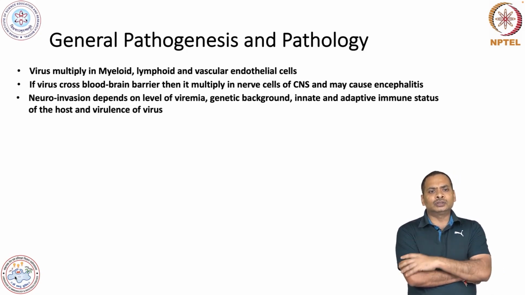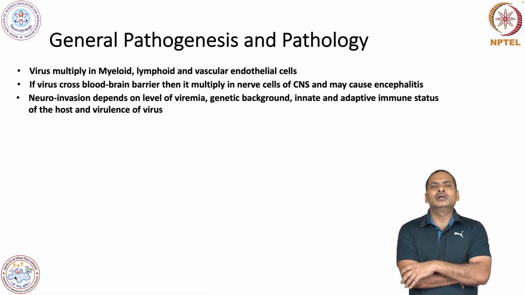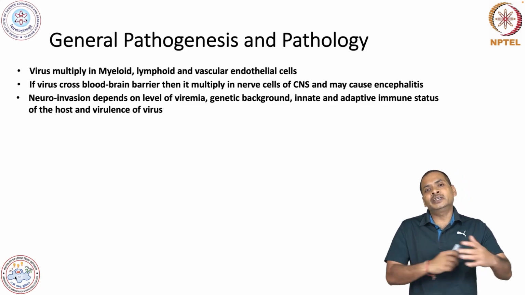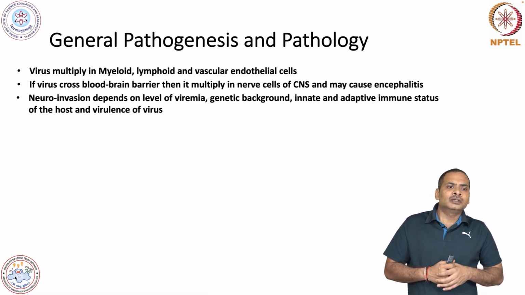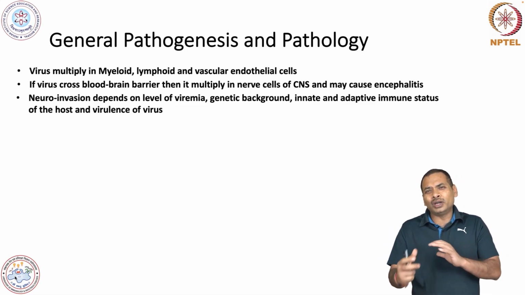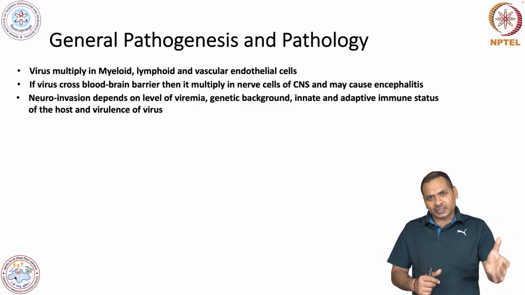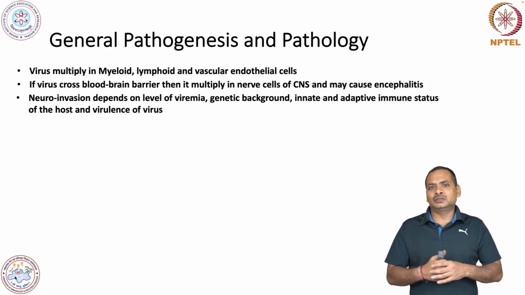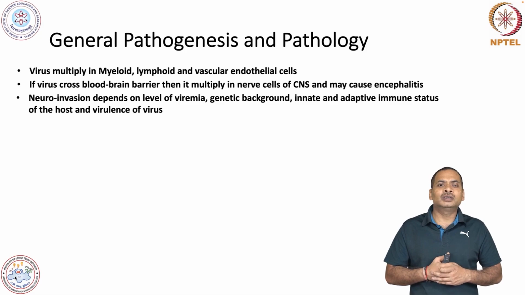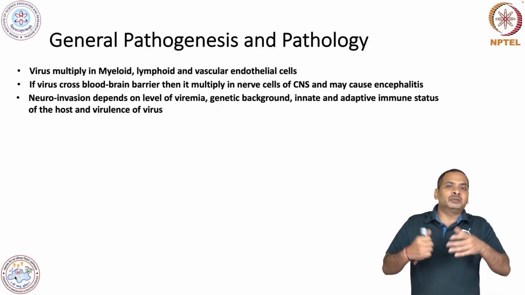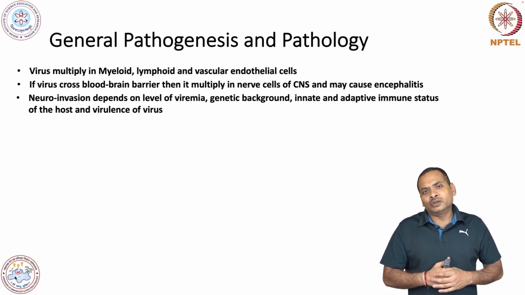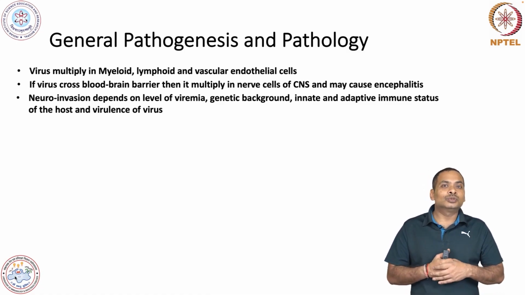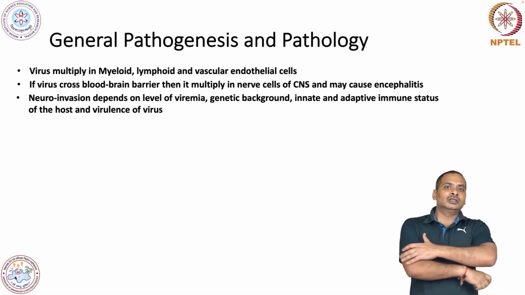Neuroinvasion basically depends on the level of viremia, as I have told you. In addition, of course, it depends on the genetic background of the host, the innate and adaptive immune status of the host, and the virulence of the virus, okay. So all these factors are closely related and depend on each other. Some genetic factors are very important. But if you look at the innate and adaptive immune response, if an individual at that particular time has low immunity due to another infection, then those individuals are more susceptible, okay. So this is very important.